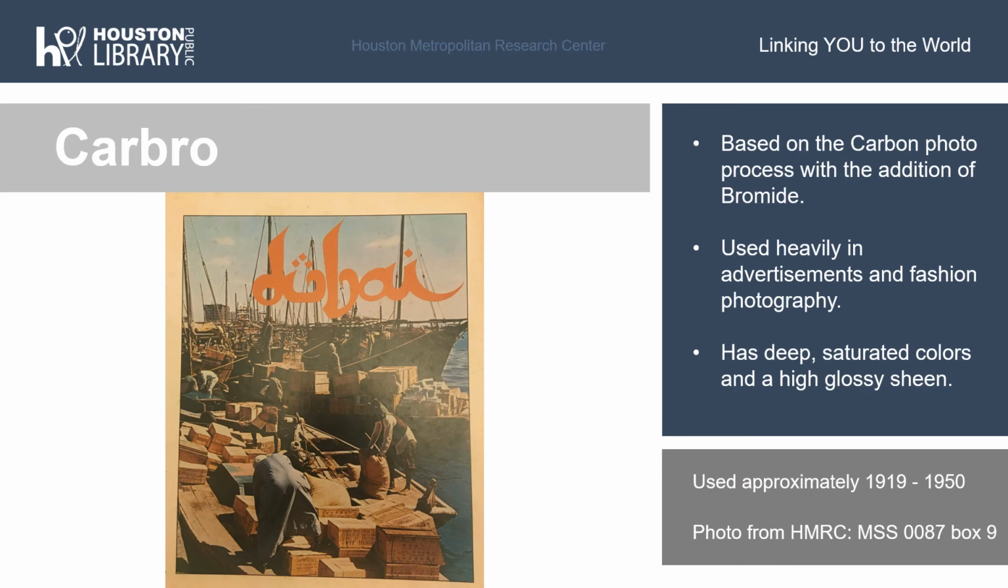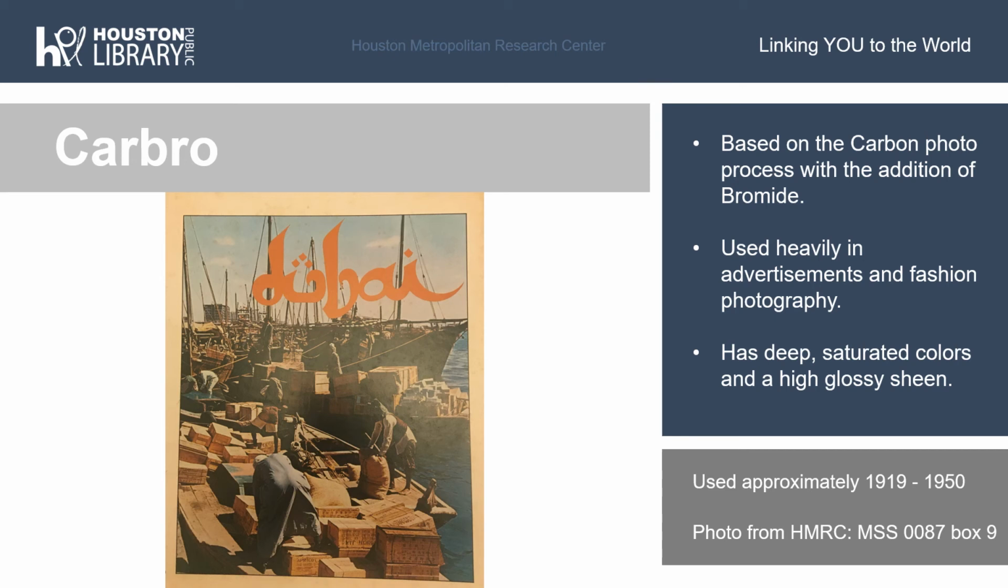As the name suggests, the Carbro print is closely related to the carbon print. The Carbro print is a similar process to the carbon print with the addition of silver bromide paper in the development process. Introduced around 1919, this photo process was popularly used from the 1930s through the 1950s when the dye transfer process and other forms of color photography became more popular.